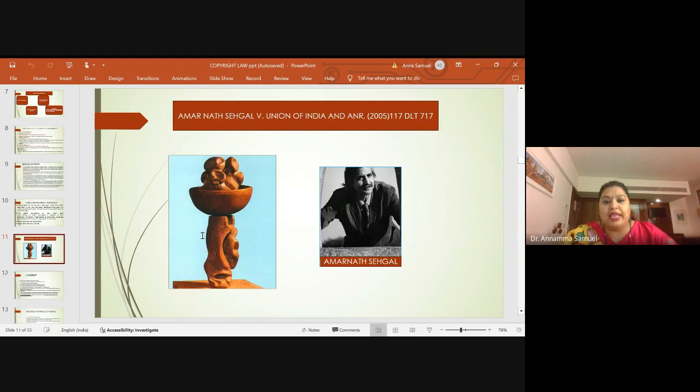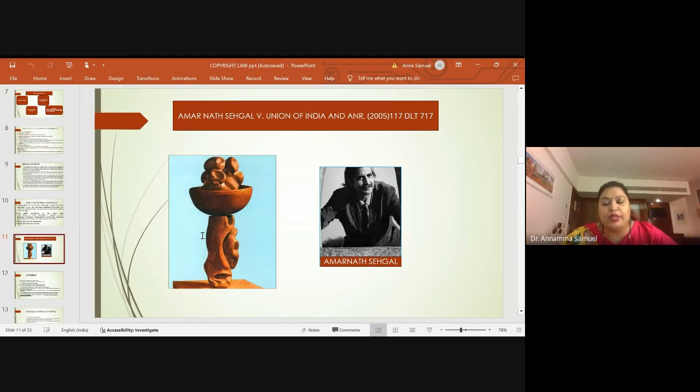Now, the very important case, as you all will know, is Amarnath Sehgal versus Union of India. He is a well-known sculptor, and he was commissioned to create a mural for the government, and it was supposed to be displayed in the Vidhan Sabha. Later, Amarnath Sehgal found that the sculpture which was commissioned and handed over to the government was lying in a store, untouched, and during the inspection they found that the sculpture was mutilated, so a lot of damage had happened to the sculpture.